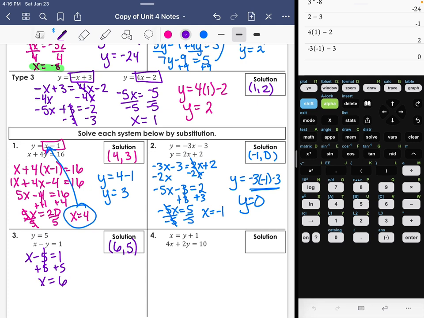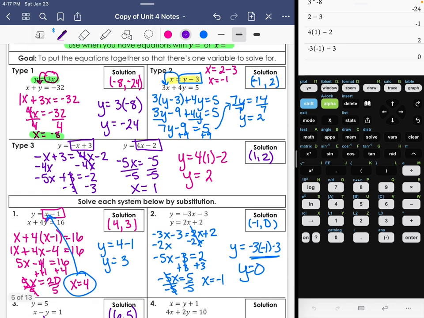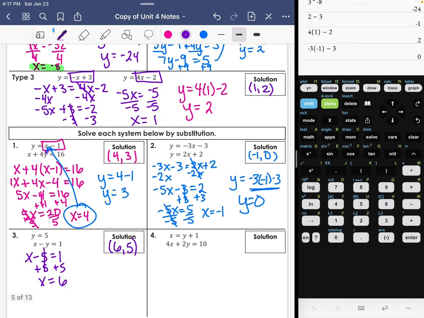So this one definitely is easiest to solve by substitution. And then finally, number 4 is like type 2. So we're going to substitute this whole expression in place for this x. So that means we're going to have 4 times y plus 1. Remember, when you substitute, it goes in parentheses. So then we have to distribute the 4.